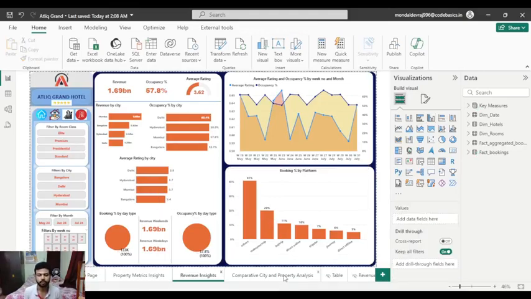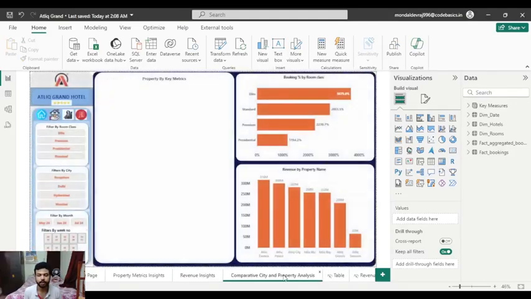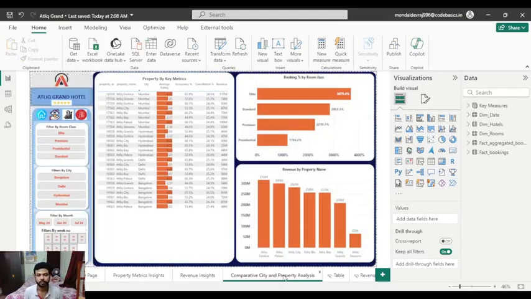Now let's move on to our next report, that is comparative city and property analysis. So here we can see in the property analysis that there is a table, property by key metrics. It represents the property ID, property name, city, average rating as per the property ID, occupancy percentage, cancellation percentage, and overall revenue generated by those properties.